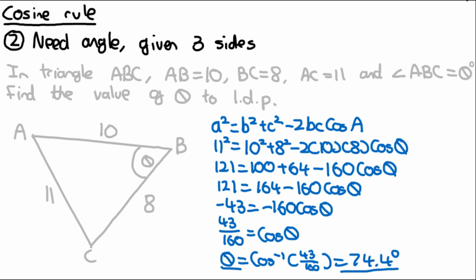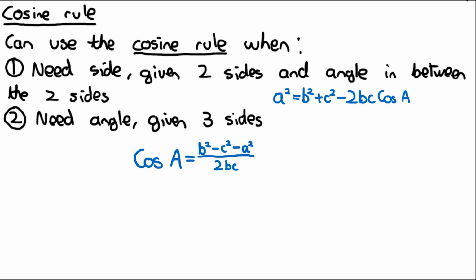Again, if you want to use the other formula that I showed before, you can, and it would work. I just demonstrated it this way though. But overall, there are two separate instances of when you can use the cosine rule. You should remember these and how to apply them.